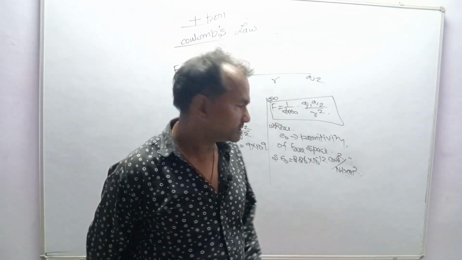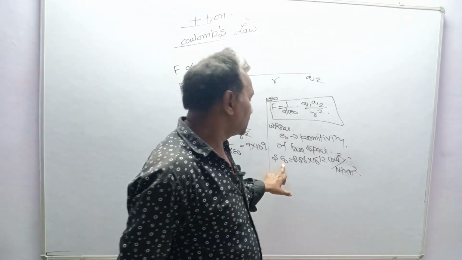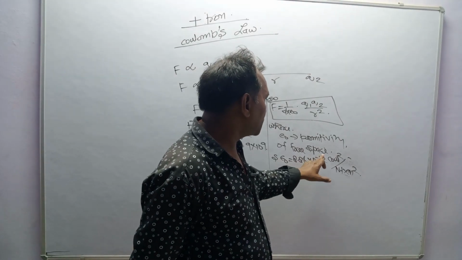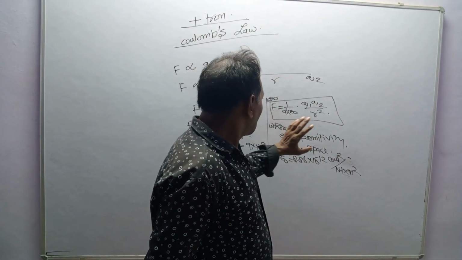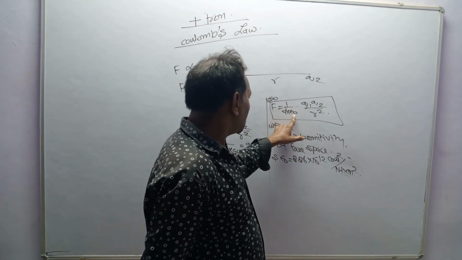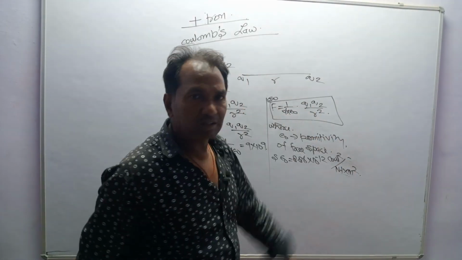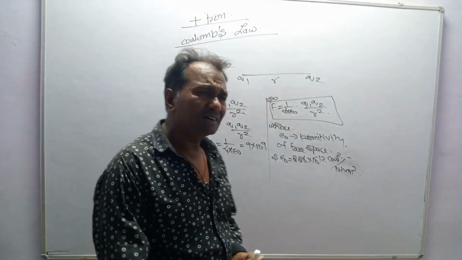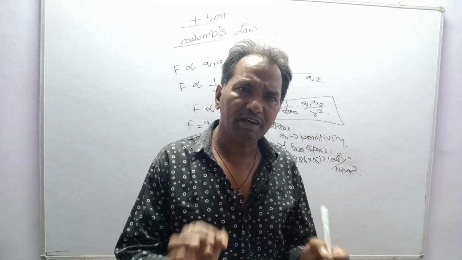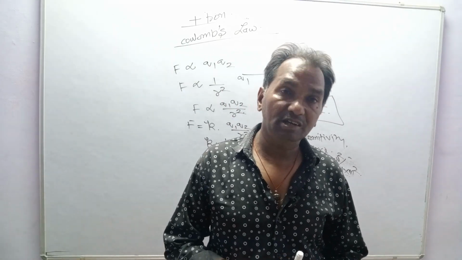It is in MKS. And epsilon naught is called the permittivity of free space, and its value is 8.86 into 10 power minus 12 Coulomb square per Newton into meter square. Dear students, this is the case when the charges are kept in vacuum. What happens if the charges are kept in a medium?